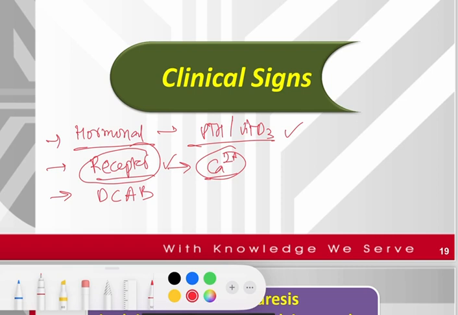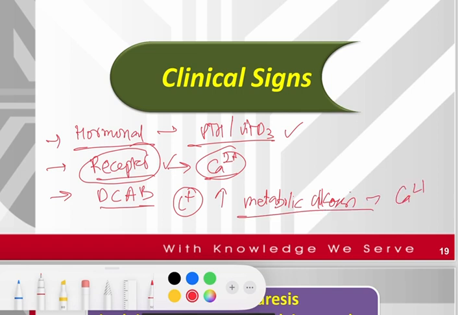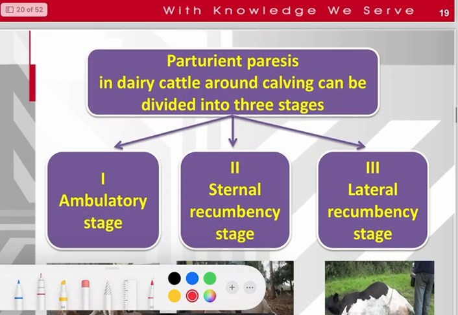So coming on to DCAB theory, which means dietary cation anion balance. If cations are more, it will cause metabolic alkalosis, which will decrease the absorption of calcium. And if the anions are increased in the diet, it will cause metabolic acidosis and the calcium absorption will increase. So coming on to clinical signs.